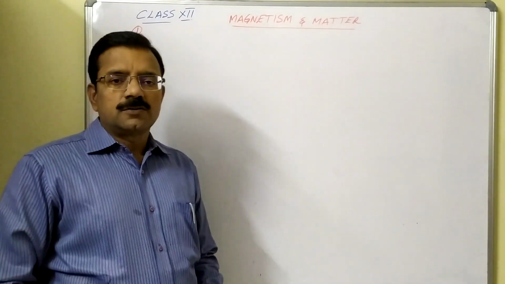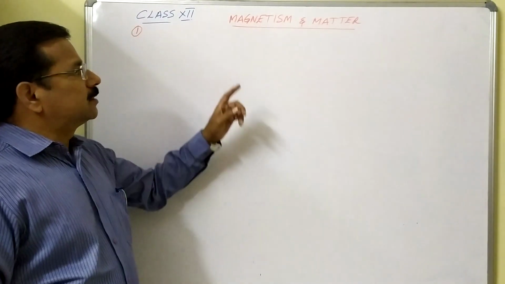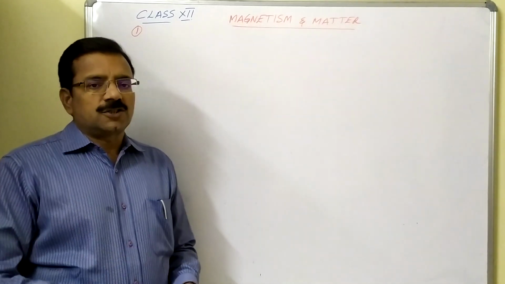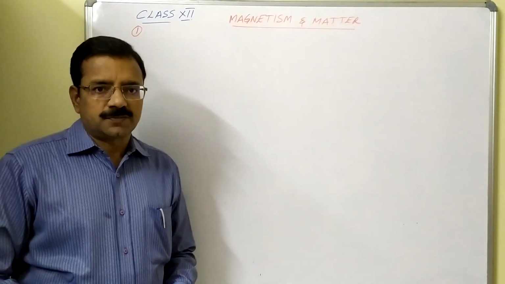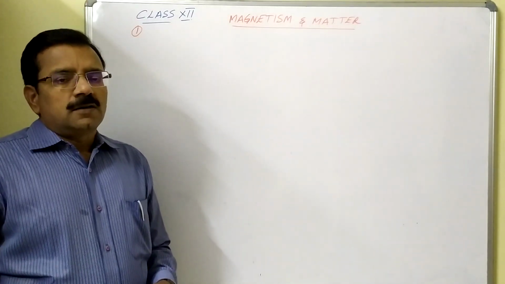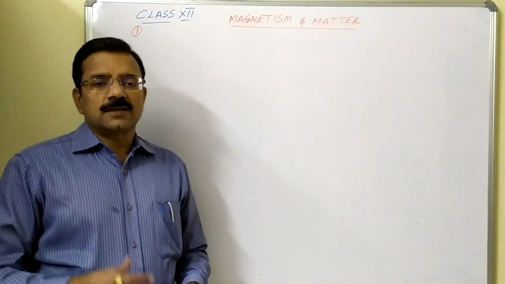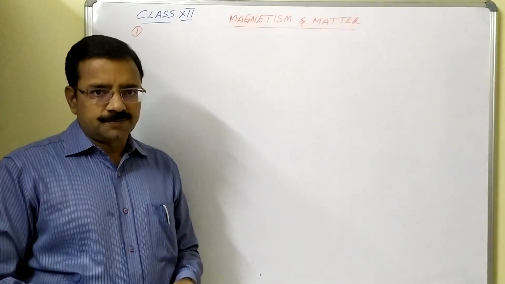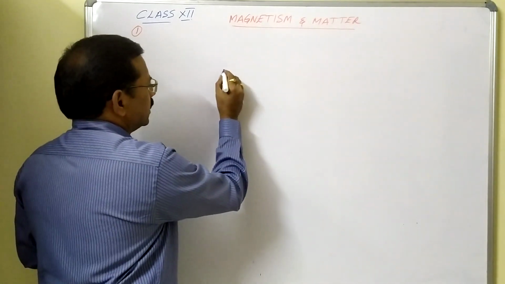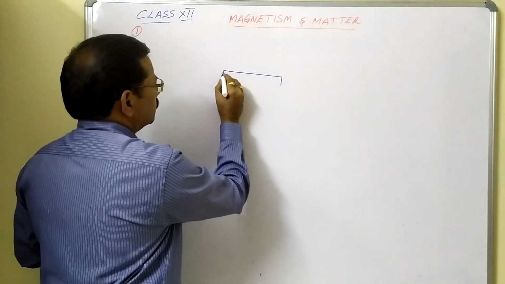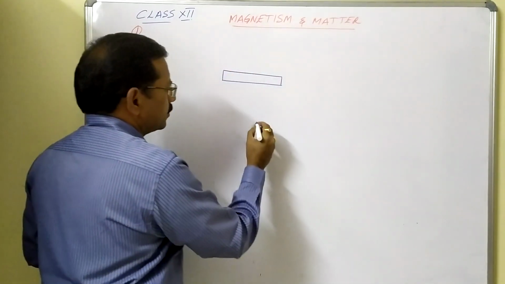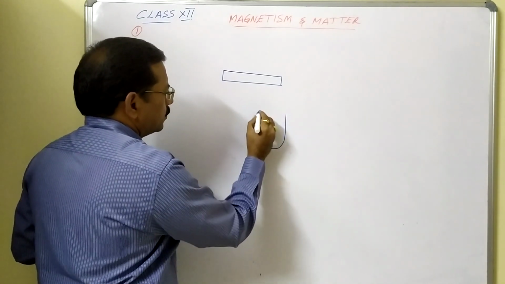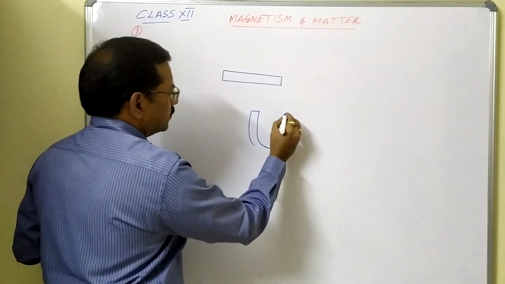Dear students, today I am going to begin the chapter Magnetism and Matter, one of the easiest chapters in class 12 physics. I think you might have seen magnets of different sizes and shapes. For instance, a bar magnet, which is like this, or a horseshoe magnet.